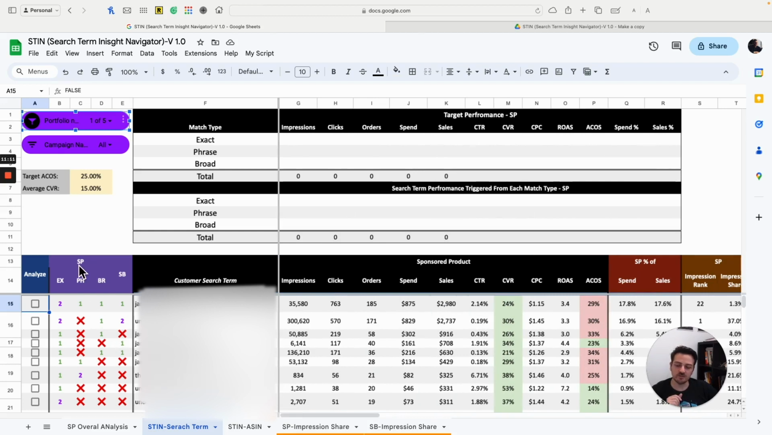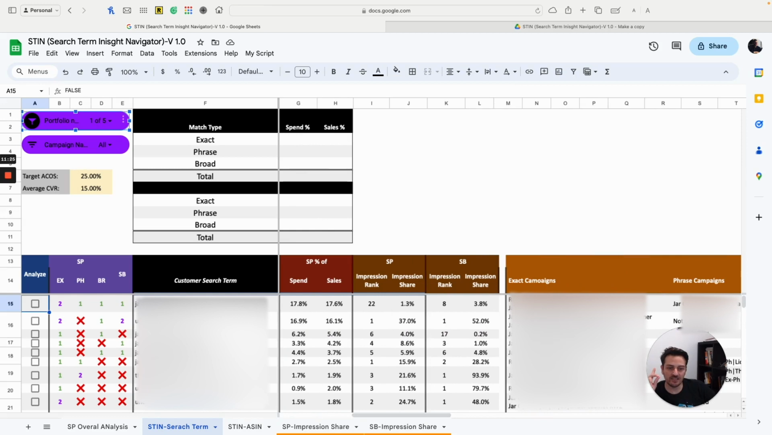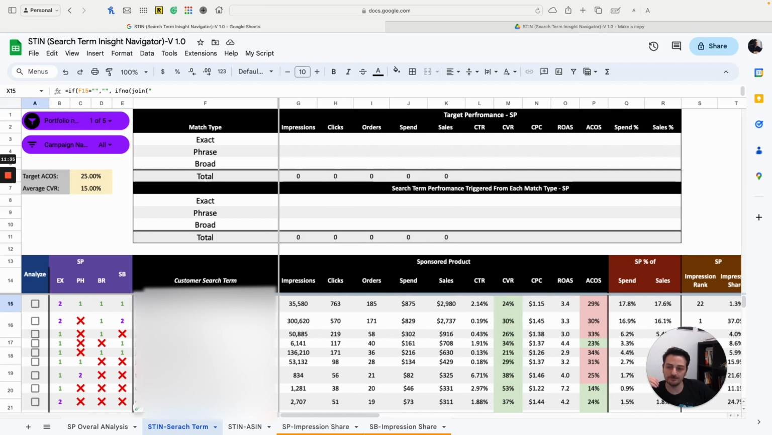What is this sponsored brand? So, sponsored product. We are saying that this term, we are targeting in exact in this portfolio, everything in this portfolio, twice in exact, right? If we go to the campaign name, as you can see, there are two names here because you are targeting in two campaigns. Where are you targeting this exact campaign?